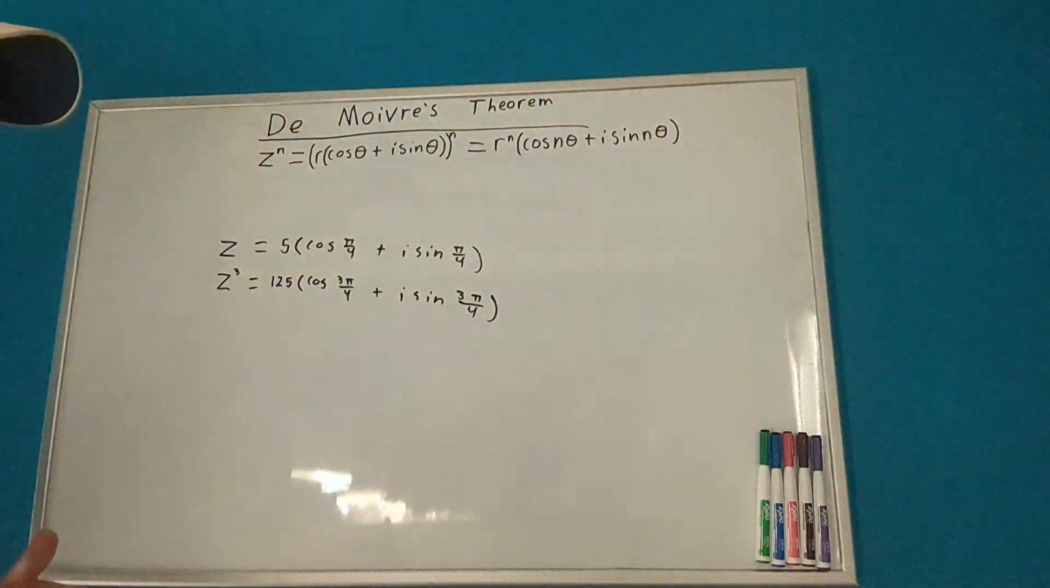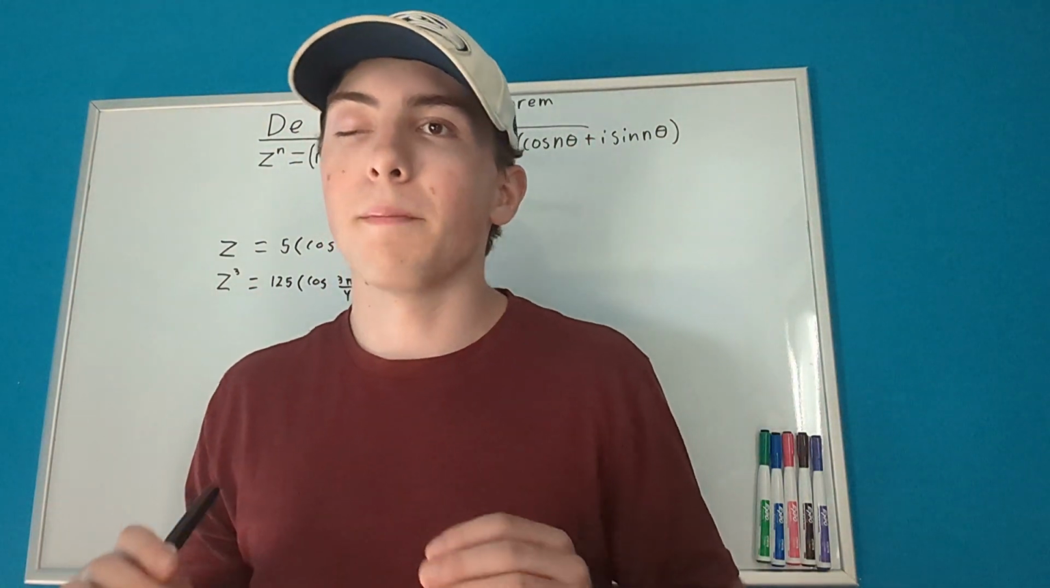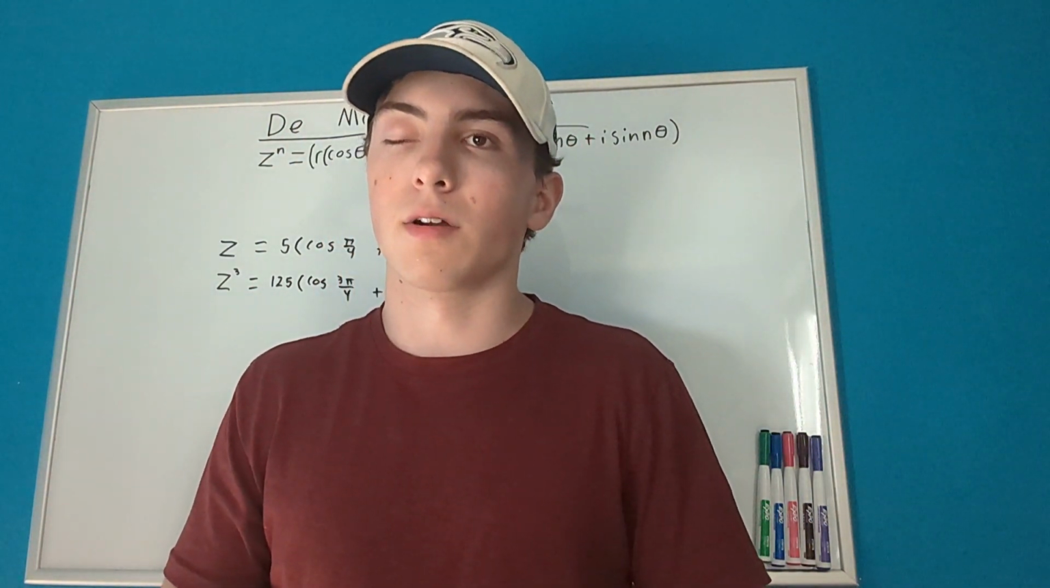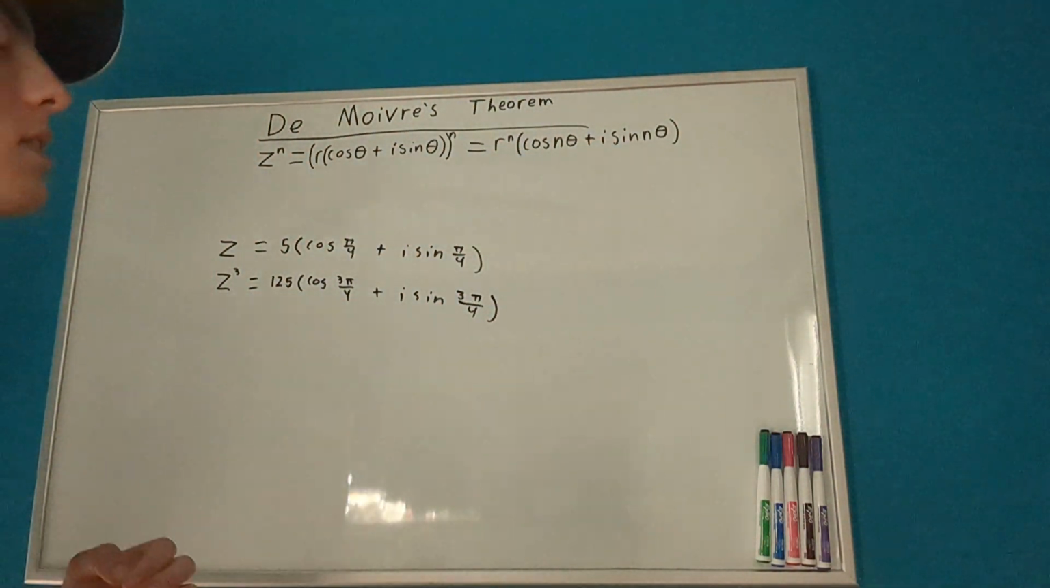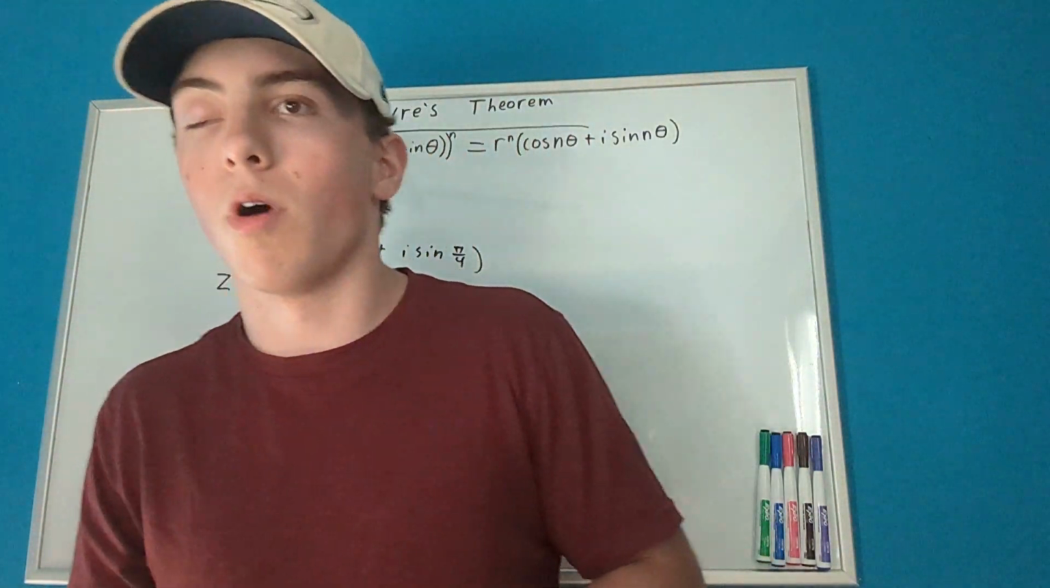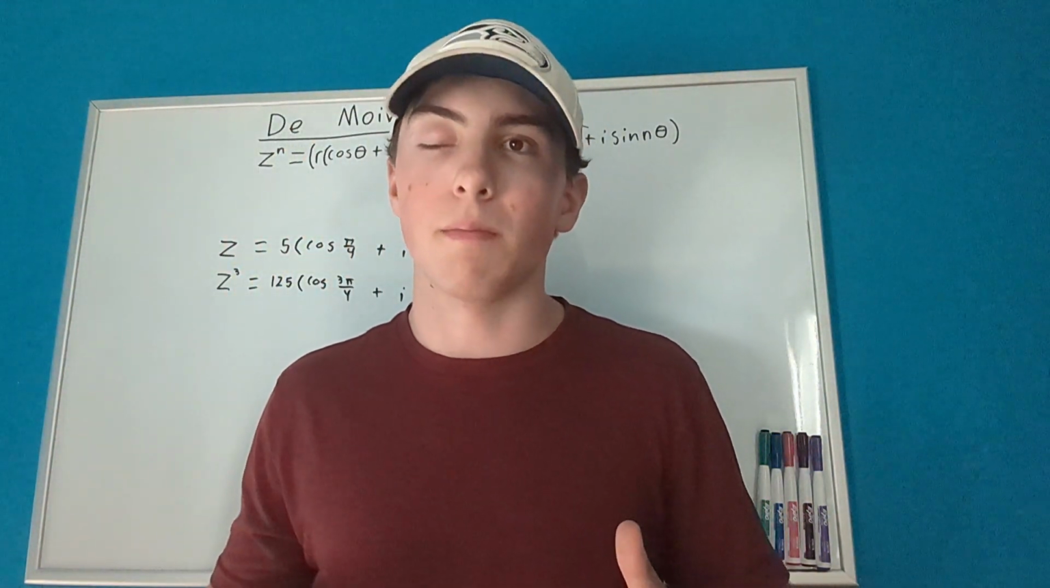And then I'm going to leave it up to you guys. Put it back into rectangular form, because right now it's in polar form. So I hope that summarizes real quick what Moivre's theorem is about and how it can be used.